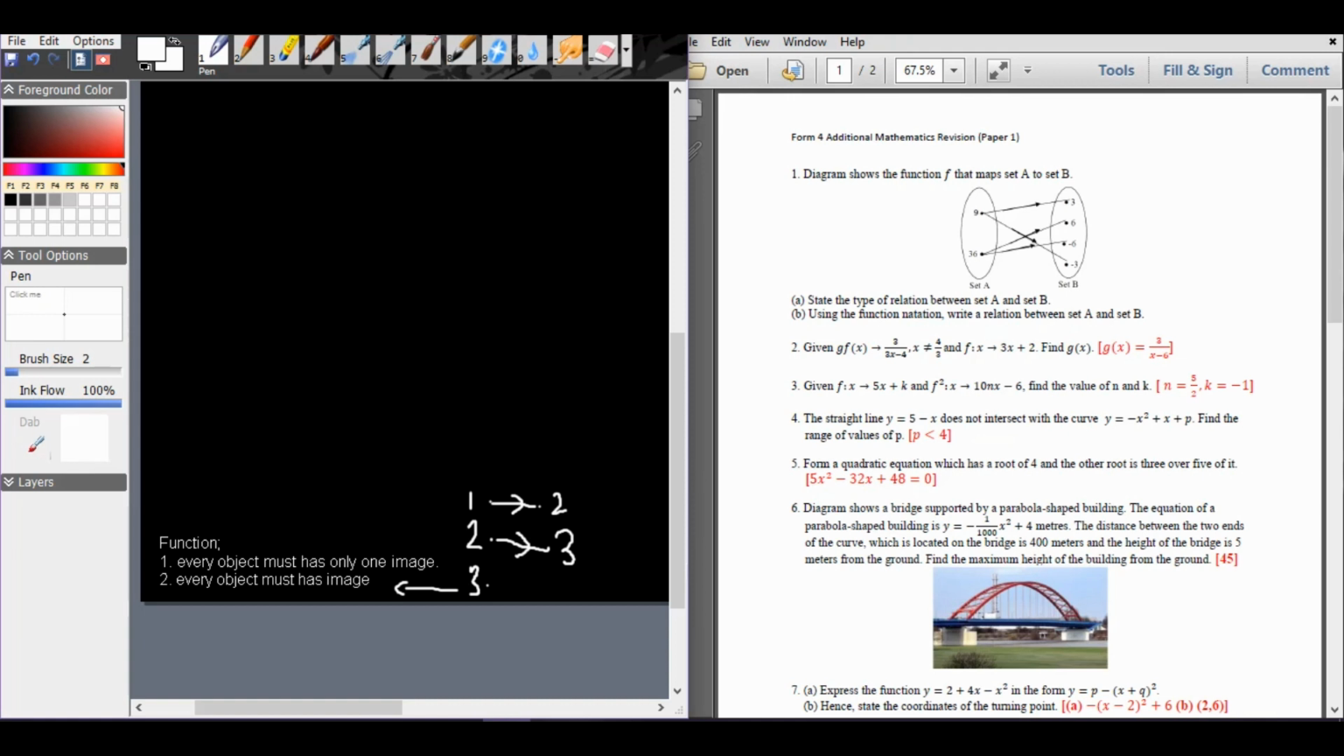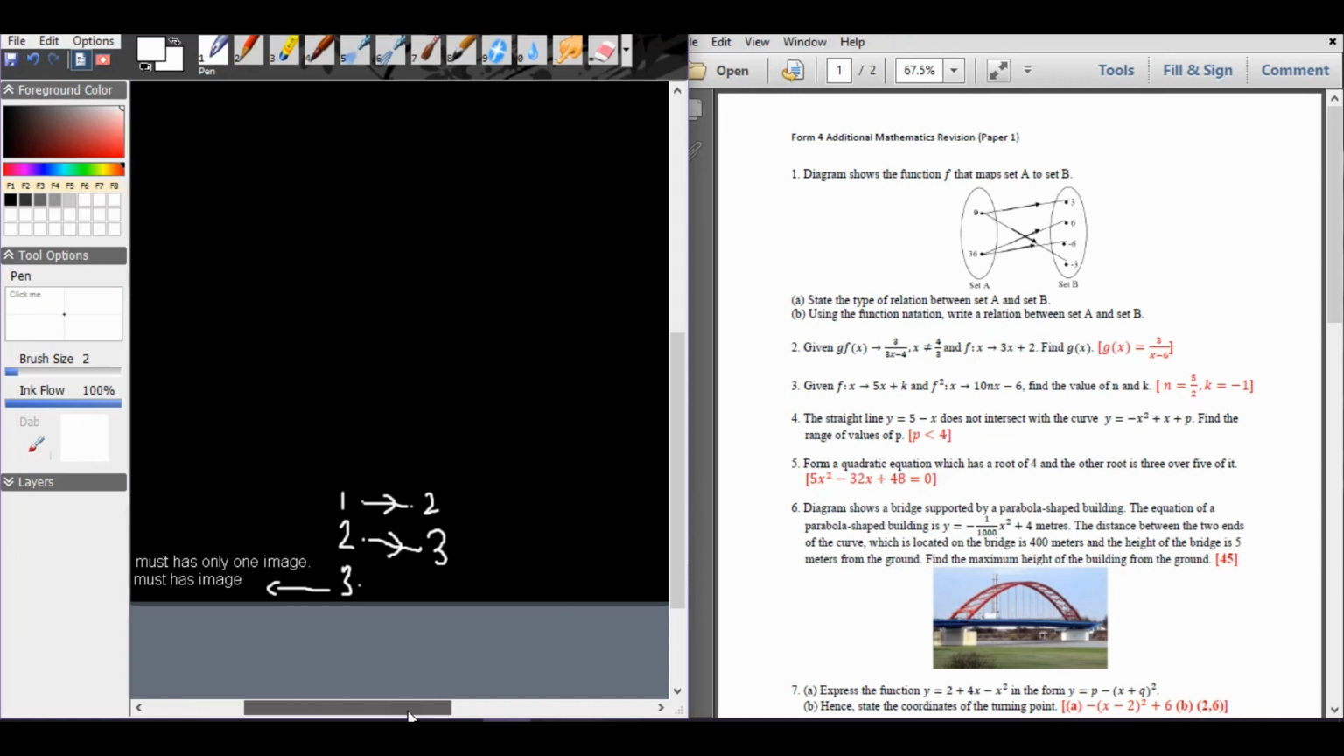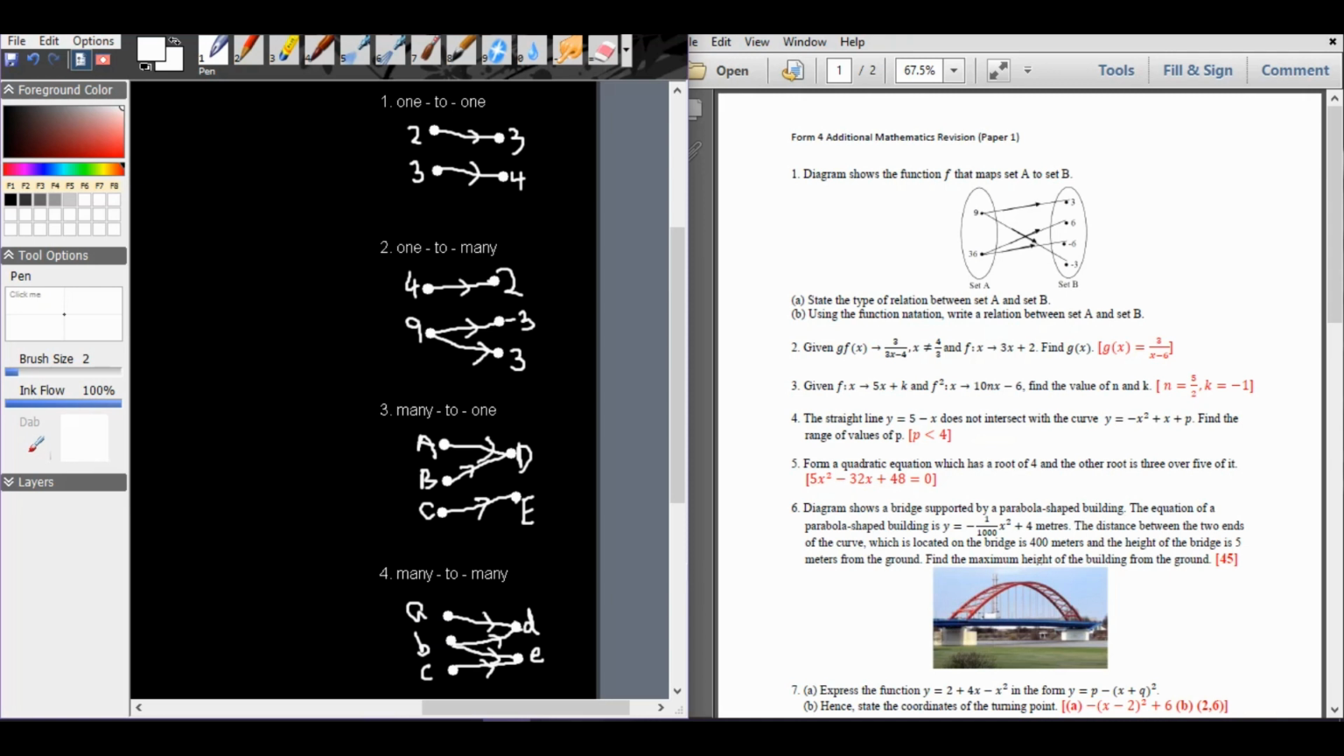So for the first condition, every object must have only one image. That means of the 4 types of relation here, only the first one and the third one fulfill the first condition. Every object only has one image. One object, one image, one object, one image, one object, one image. And this one, because 9 has 2 images, it does not fulfill the first condition. So the second and fourth are not functions, only the first and third.